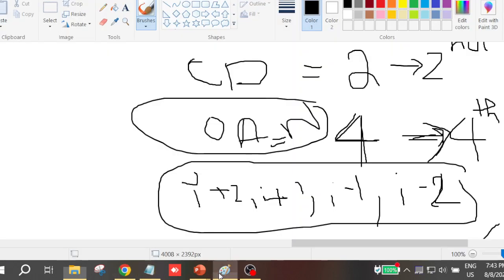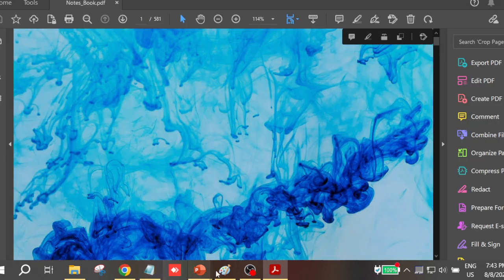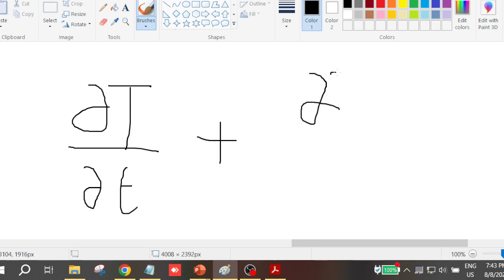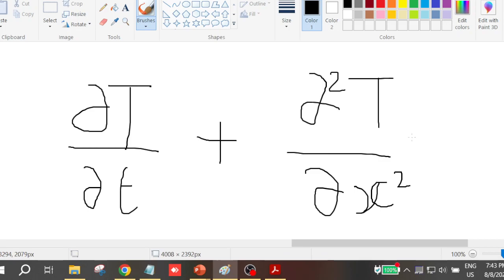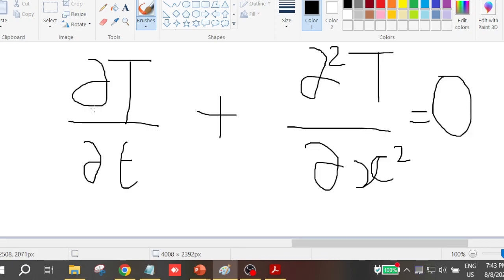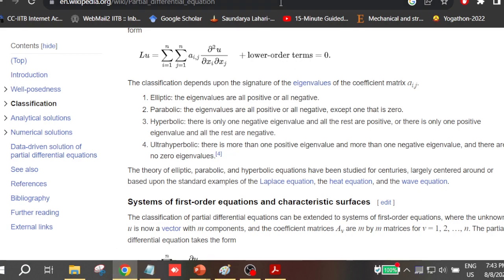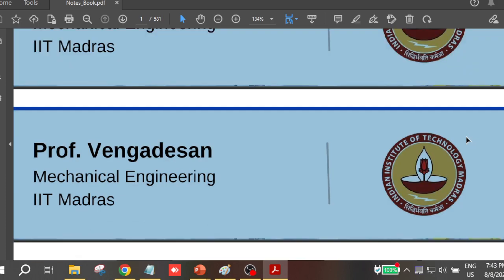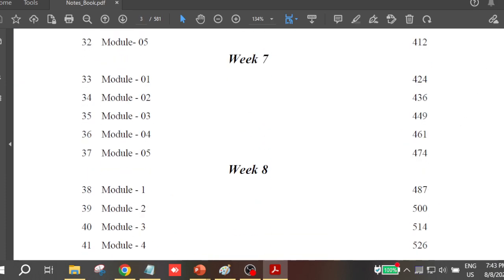So what I am trying to tell is basically you have dou, sorry, dou t by dou t. Okay, this is one independent coordinate plus dou square t by dou x square is equal to 0. Okay. So mainly you have to identify what is A and what is B in this particular equation. Okay, so through that you will get B and A, but I'm just trying to see how do you define B and A.